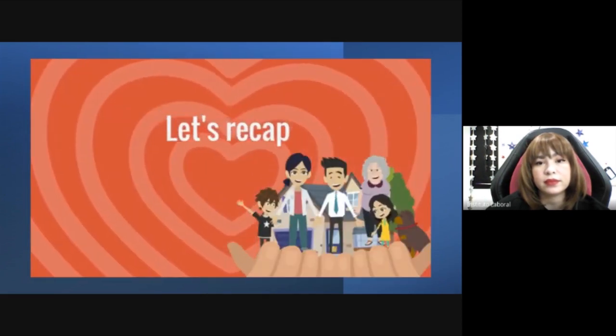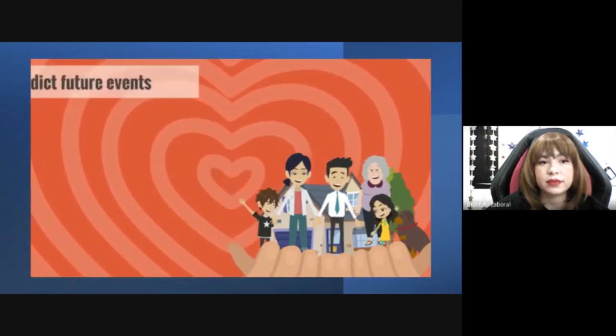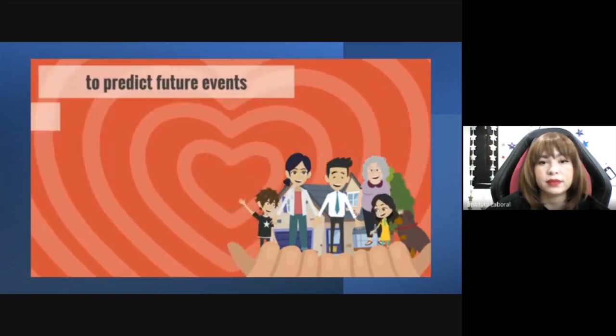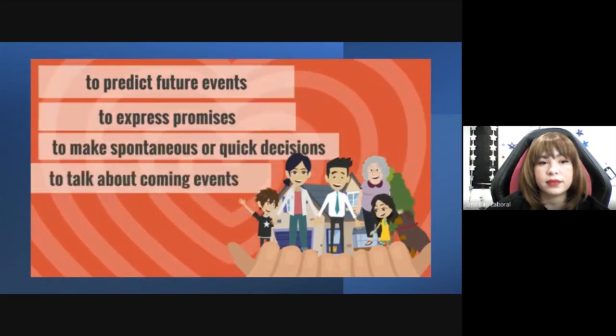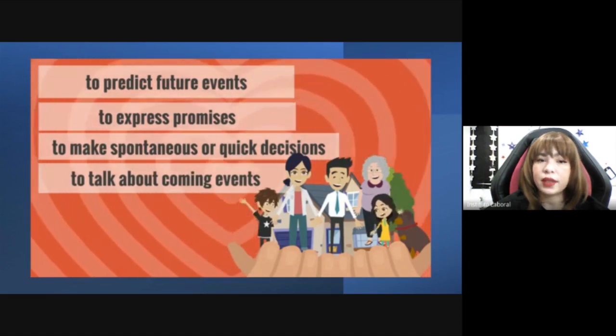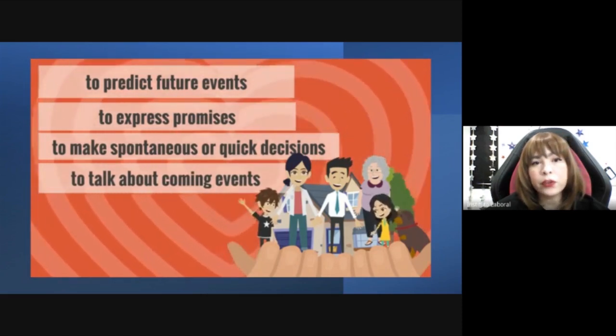That's right. We use the future simple to predict future events, to express promises, to make spontaneous and quick decisions, and to talk about coming events. Okay, in here we observe the use of future tense. What is the auxiliary, or how do you recognize that we are using future? Yes, because of the word will.